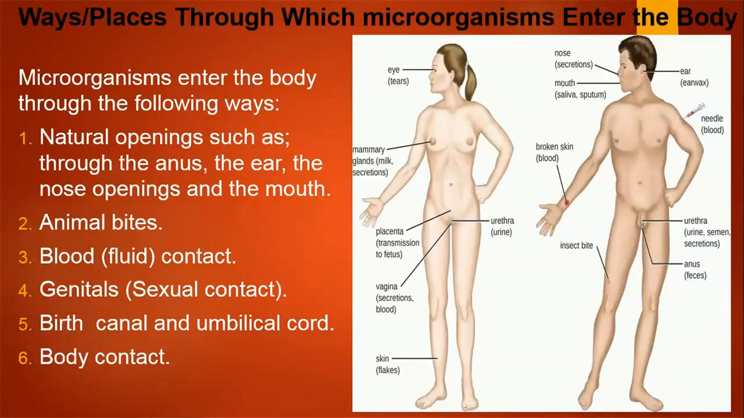Then number 4, genitals. That is through sexual intercourse. The fluid in the genital organs can help to spread microorganisms from one organism to another. Now 5, birth canal and the umbilical cord. This is from mother to unborn child and so on. Then number 6, body contact. Now here are images showing male and female and the channels or routes through which microorganisms can enter the body. So take your time and study them.